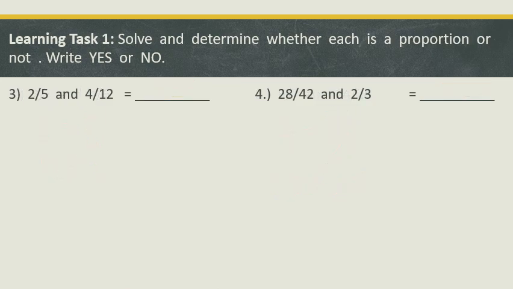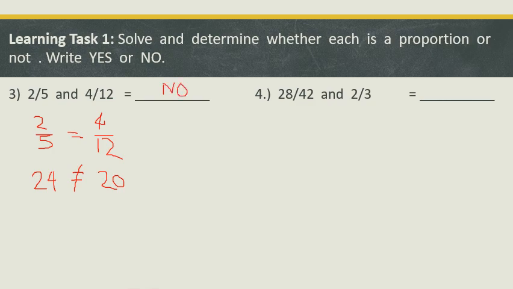Number 3. So, ganun ulit. Sulat lang natin siya ng pa-fraction form. So, 2:5 as to 4:12. So, same lang uli ha. Cross multiply lang. So, 2 times 12 is 24. 4 times 5 is 20. So, equal po ba siya? No. So, hindi sila equal.